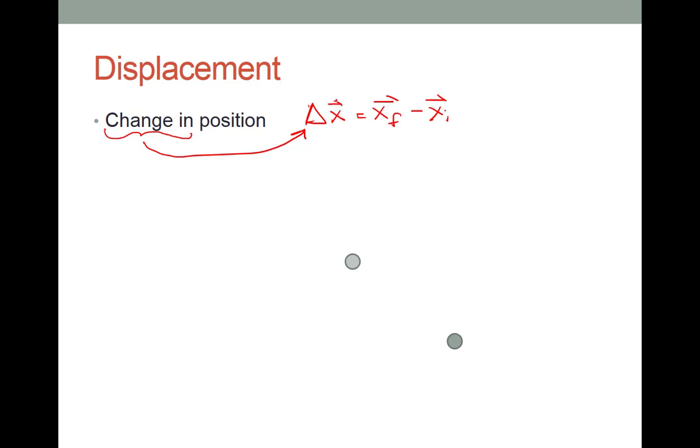Okay. Now there's a little arrow over the top. That little arrow over the top is just a reminder, hey, it's a vector. So watch out for directions. Okay, so displacement, change in position, delta x, equals the final position minus the initial position.